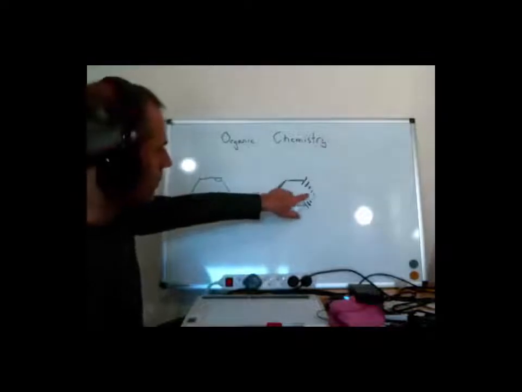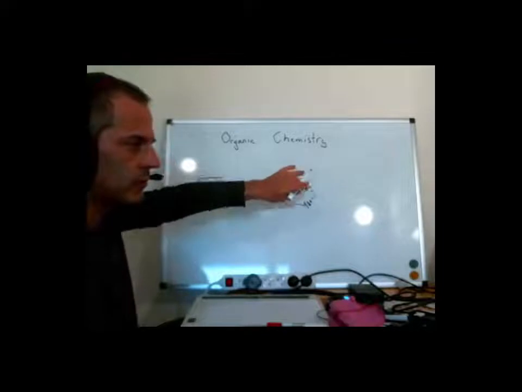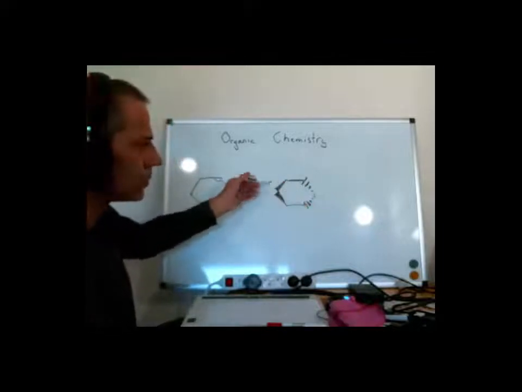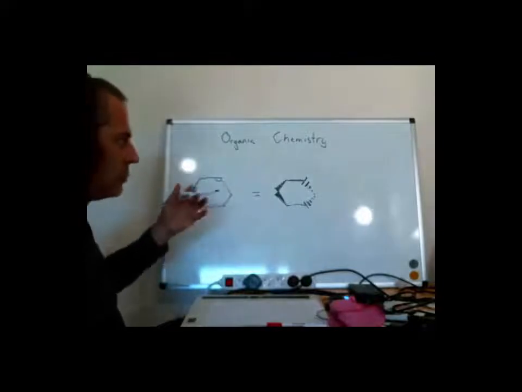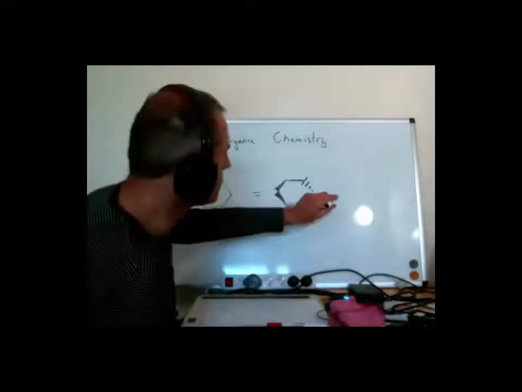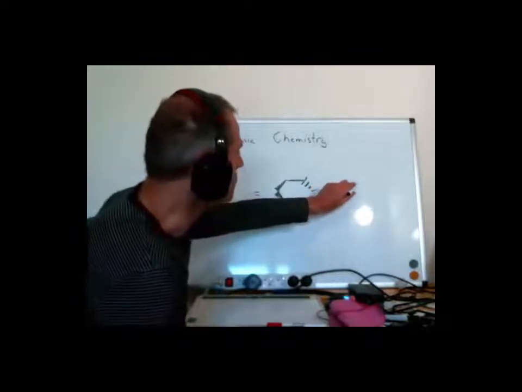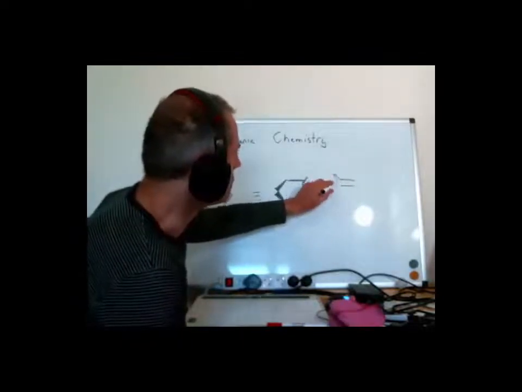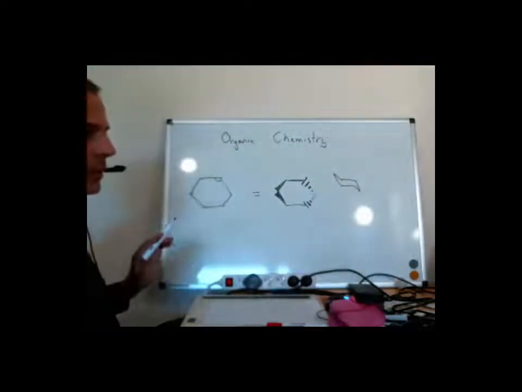So this bond is below us or away from us in this case, because it's vertical, away from us, and this bond is coming out towards us, showing us that this is a bent hexagon. If we drew it from the side, which is another way of drawing it, we would see that it is this form of a hexagon.